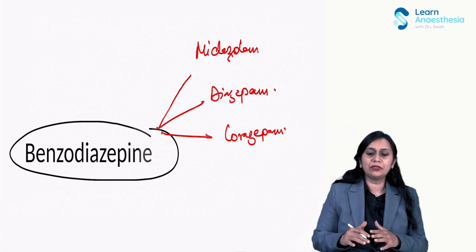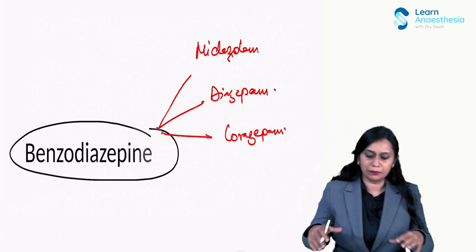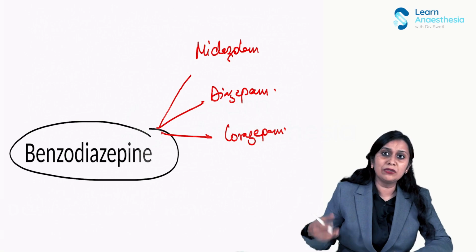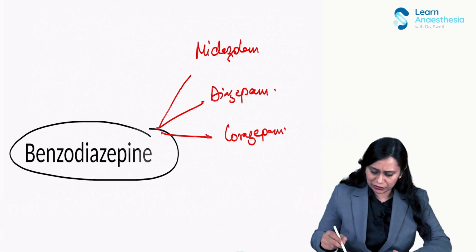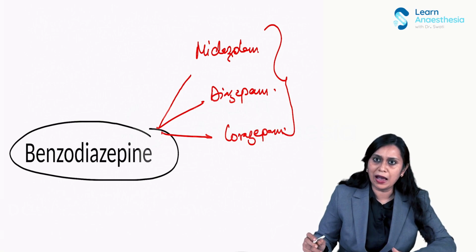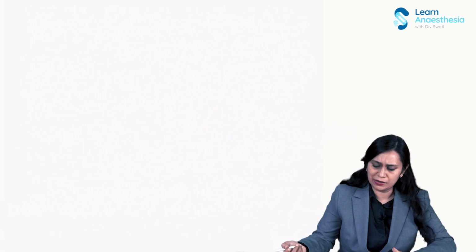Okay, midazolam, diazepam and lorazepam. These three are the most important benzodiazepines. It's a big group, but these three drugs mostly have multiple roles during anesthesia. So what is the role of benzodiazepine during anesthesia?